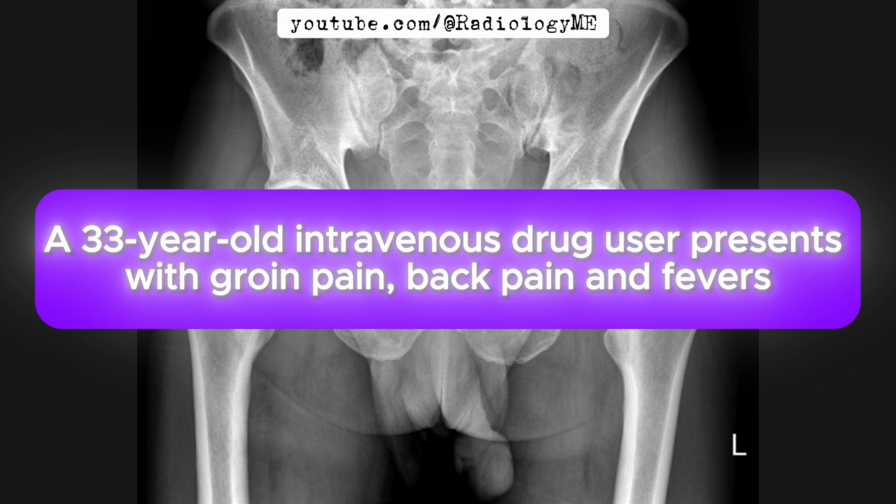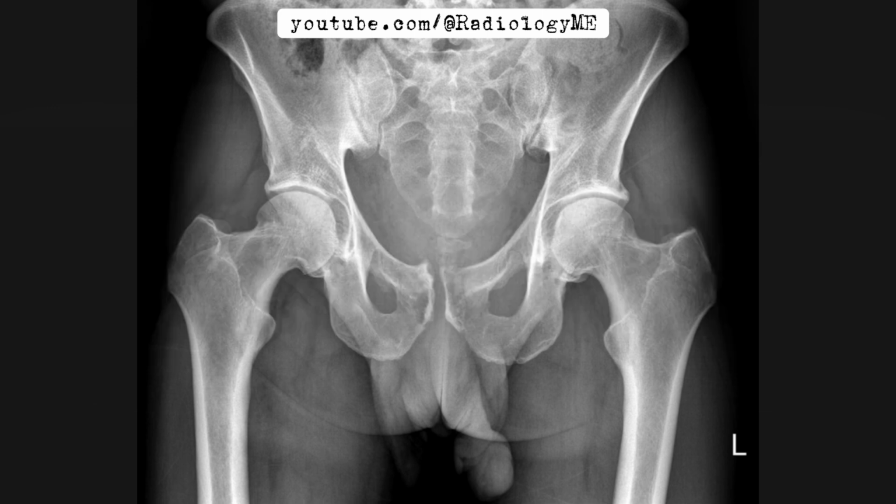So today we're looking at a 33-year-old intravenous drug user who's come in with groin pain, back pain, and fevers. Right away, based on that clinical picture, our minds are heading towards an infection, particularly something affecting the bones and joints, which is what we'll explore in the imaging. Starting with the AP pelvic radiograph, we see widening of the symphysis pubis. There's also joint margin irregularity and periarticular lucency, all of which suggest there's some infection brewing around the pubic symphysis.